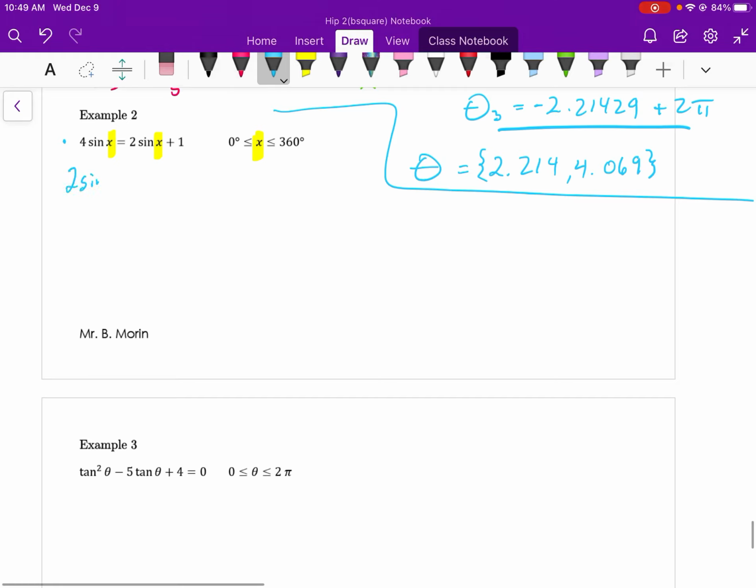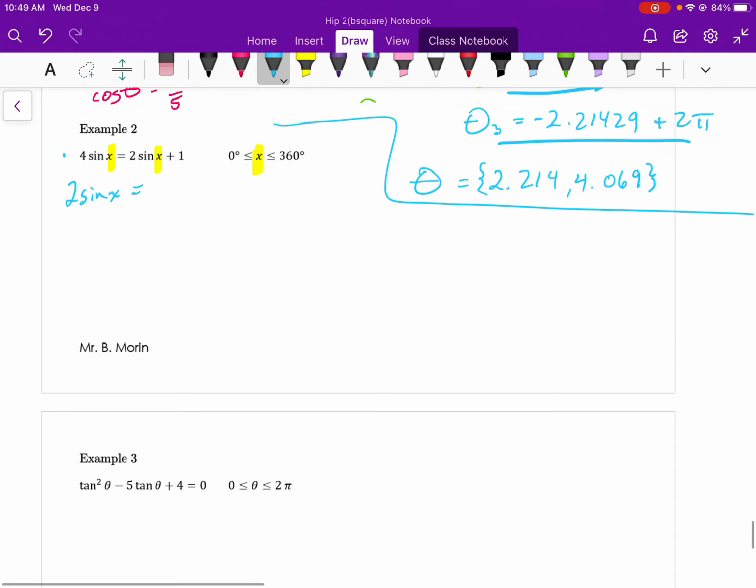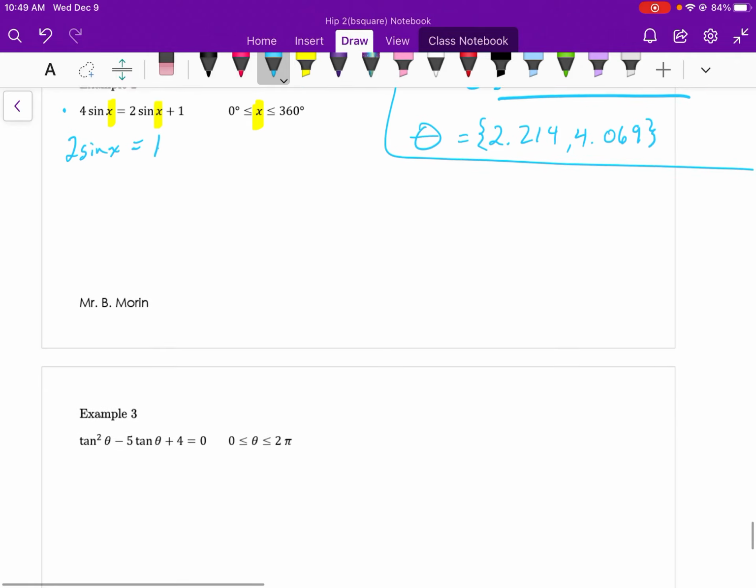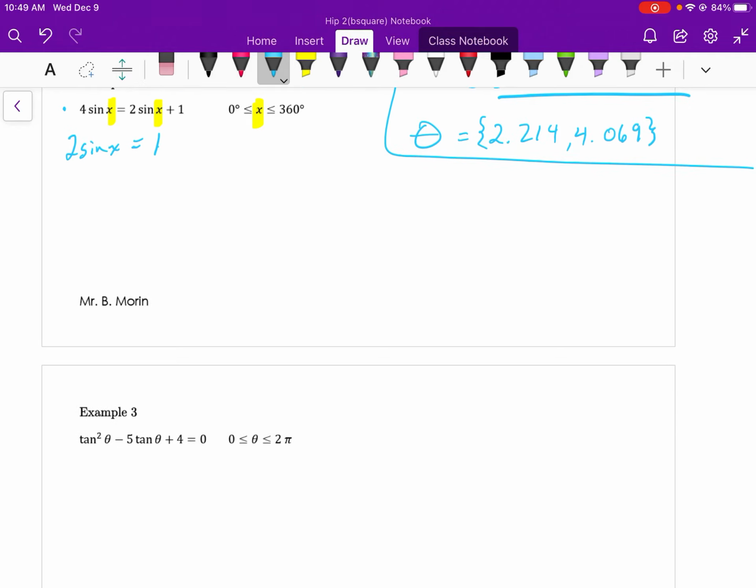So in my equation, I'm going to isolate for sine x. I'm going to subtract 2 sine x from both sides, and I'm left with 2 sine x is equal to what? I'm going to divide both sides by 2. So really, I'm looking for sine x is equal to 1/2.